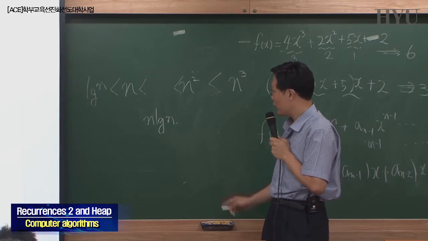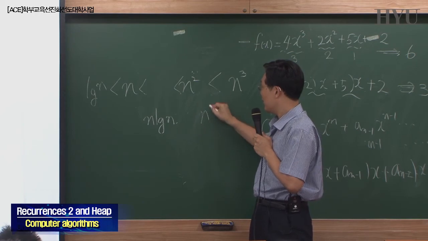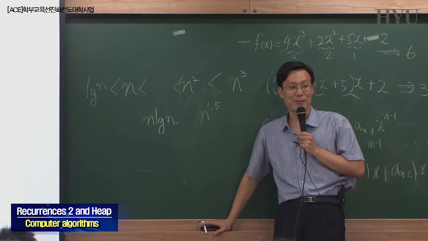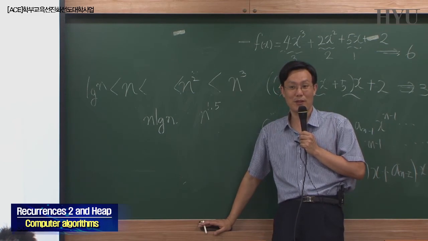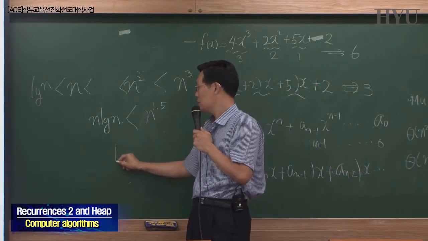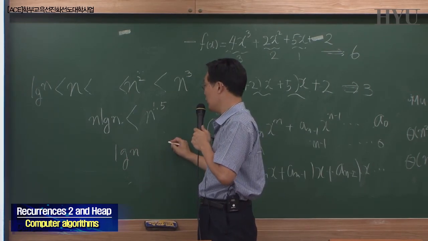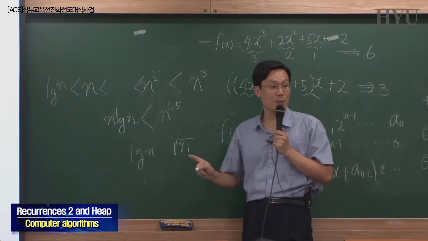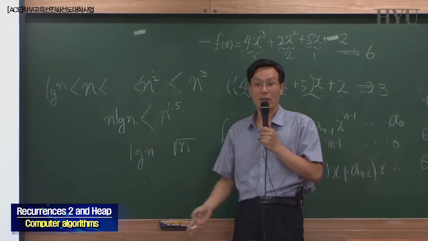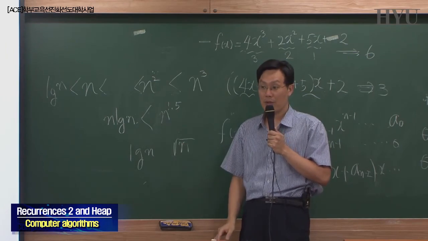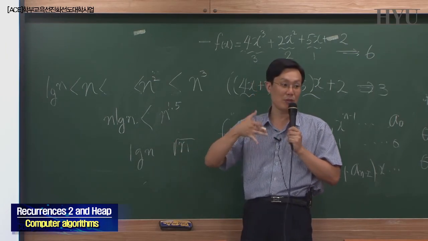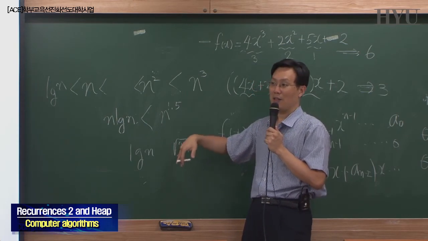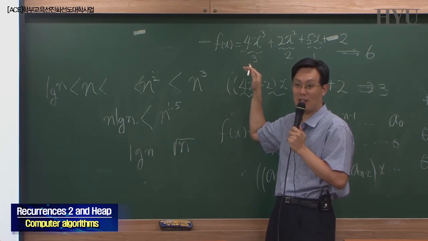Okay, more tricky question is, how about n log n and n to the 1.5? Which is bigger? It's the same question as whether log n and square root n, which is bigger, because we cancel n from both sides, then we can compare this. Then this is larger in the end.